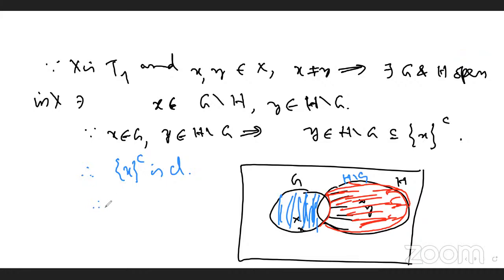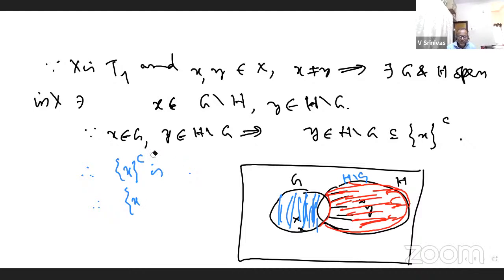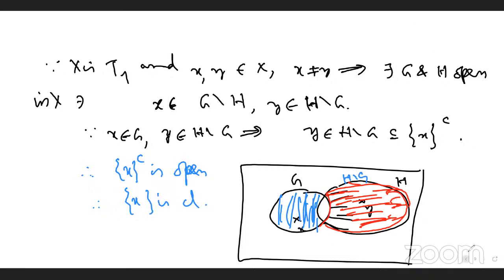Excuse me, sir. Singleton x complement should be open. No, I'm sorry, wait, one minute. Singleton x complement is open, right? For this is an interior point. Therefore this becomes an open set. Therefore singleton x is closed. Yes, what is your doubt?